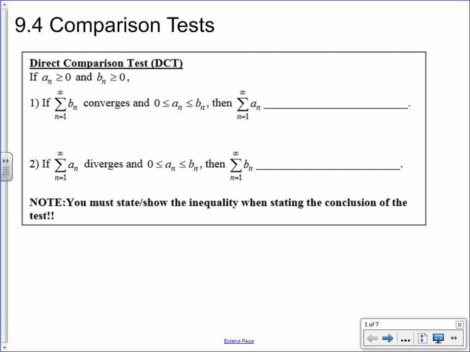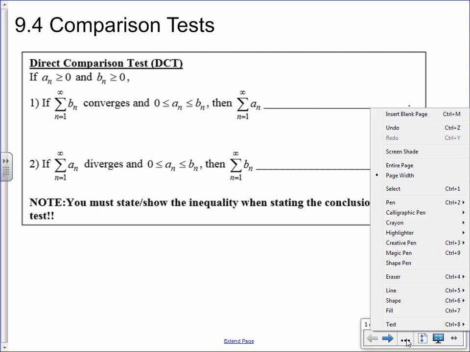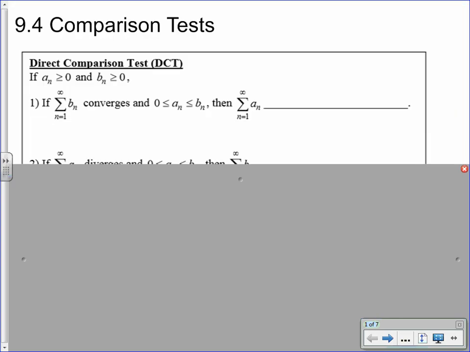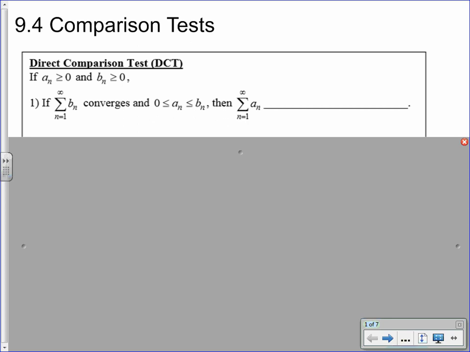So we're going to go through two different comparison tests. The first are the direct comparison tests. Okay? So let's start here. The second one is a limit comparison test. Okay, we're good.